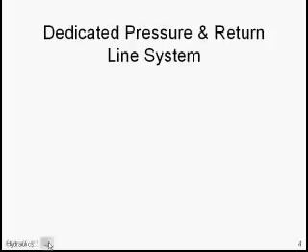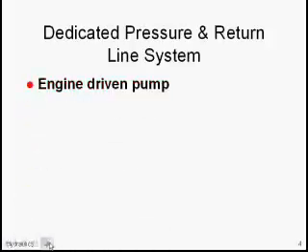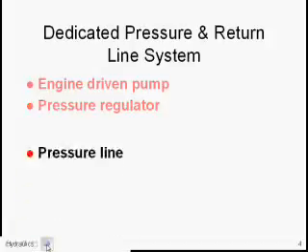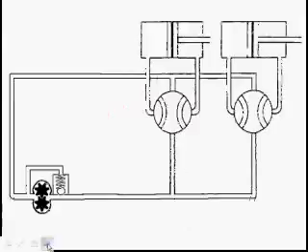Now, here is a diagram of the dedicated pressure and return line system. That is, there's a pressure line that allows fluid to go from the pump out to the components in the system, and then there's a separate line that's always a return line that sends the fluid back to the reservoir. And so here's the components we're going to look at. Here it is. Now, here's our engine-driven pump.